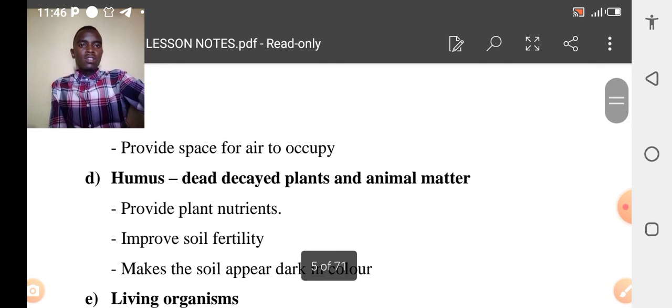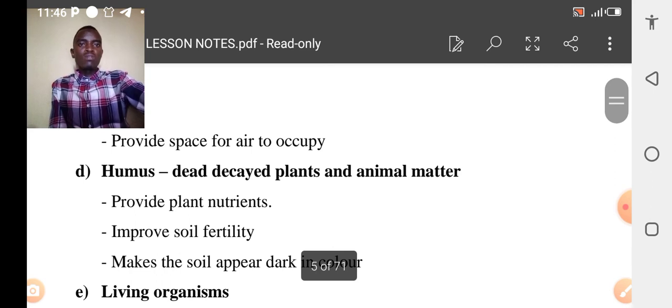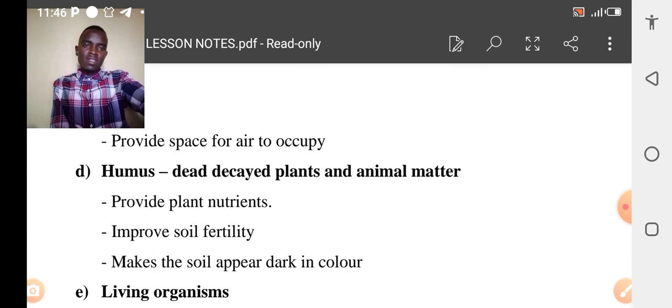And the last one we have is humus. The dead, decayed plant and animal material provides the plants with nutrients that aid plant growth. It improves soil fertility, and it makes the soil appear dark in color.